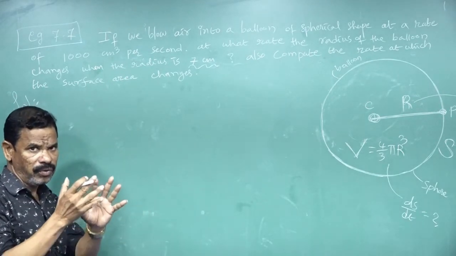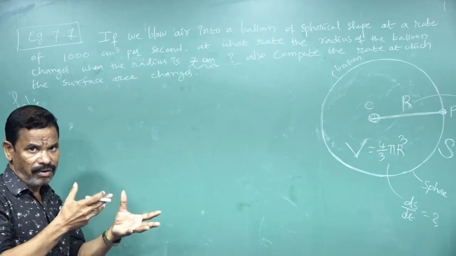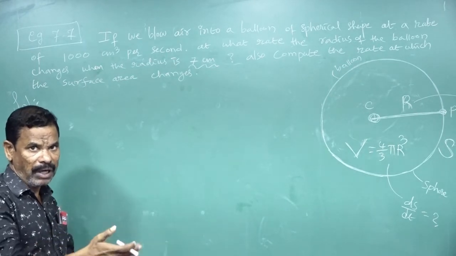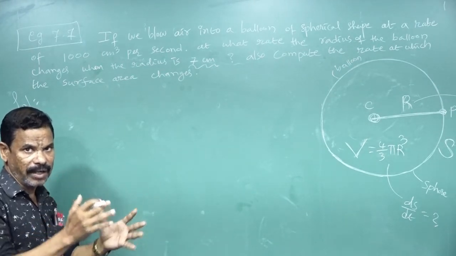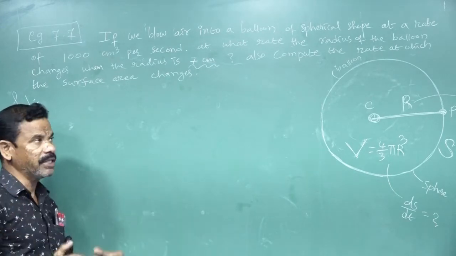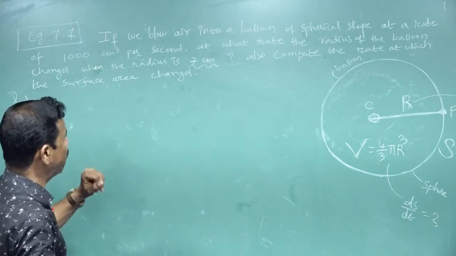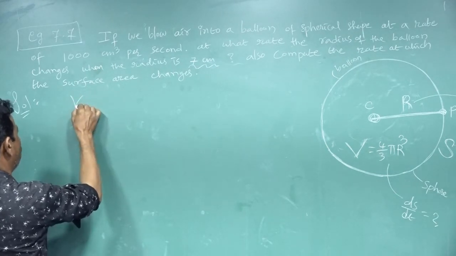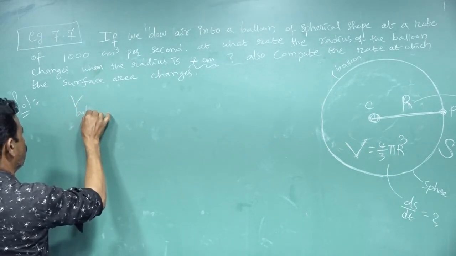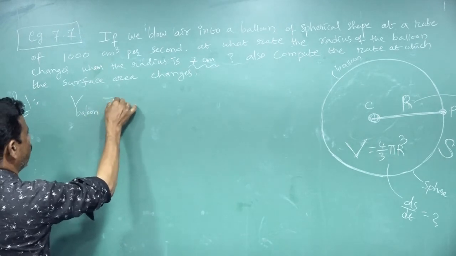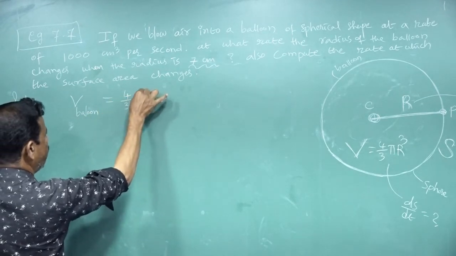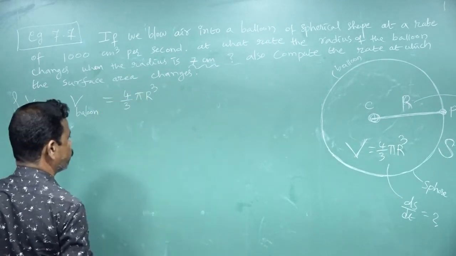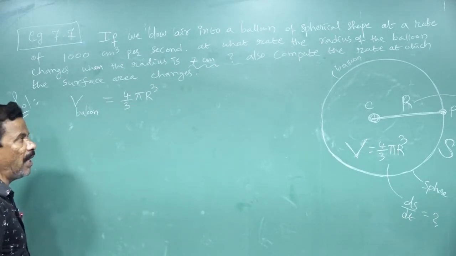For the spherical balloon, we feed air into the balloon. It increases automatically, and the size gets bigger. So V is the volume of the balloon. The volume V is 4/3 π r³. This is the volume formula.